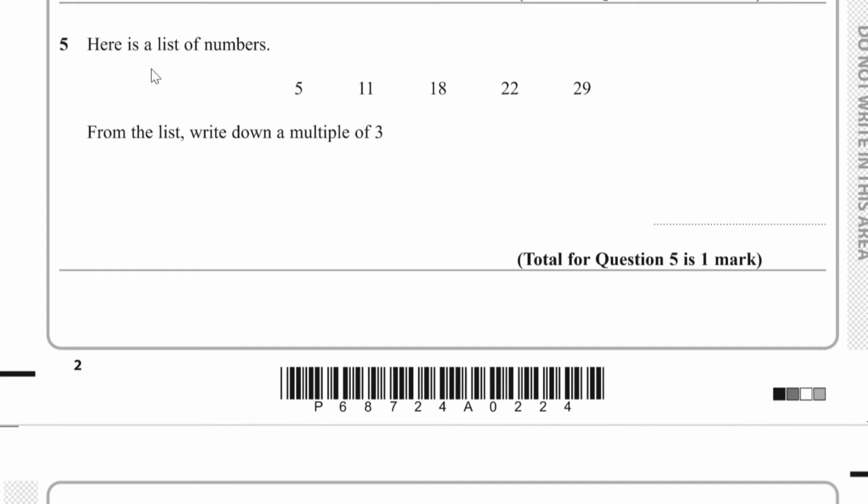Question number 5. Here is a list of numbers. From the list, we have to write down a multiple of 3. When we talk about a multiple of 3, we are looking for a number which is in the 3 times table. Clearly, that's 18.